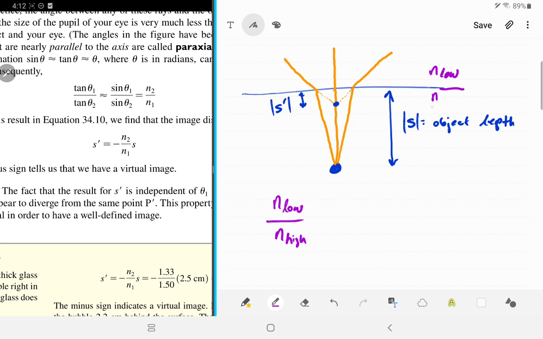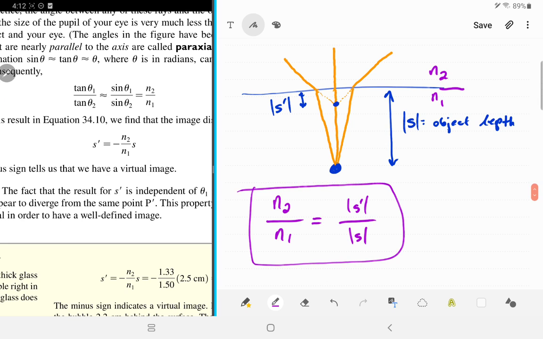Well, maybe I'll just do N1 and N2. So I'm drawing this so that N2 is less than N1. But the formula I'm going to write down actually isn't going to assume that. So N2 divided by N1 in this picture, that's a number less than 1. And this is equal to the magnitude of S prime over S. So for water and air, N2 would be 1.00, and N1 would be 1.33. So that fraction is about 3/4.